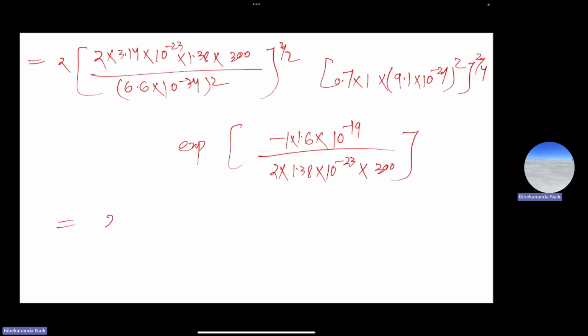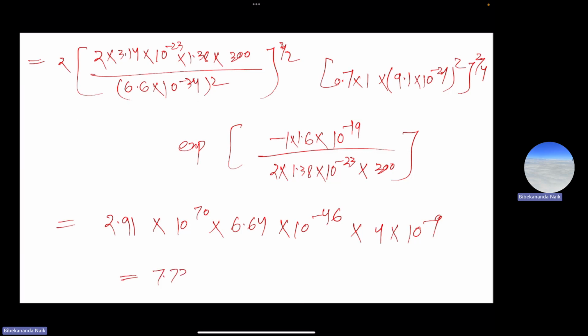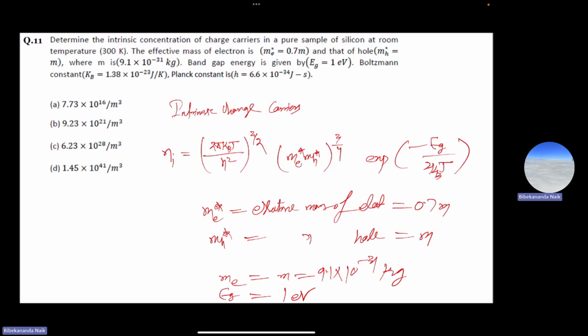So it will come out 2.91 into 10 to the power 70 into 6.64 into 10 to the power minus 46 into 4 into 10 to the power minus 9. It will be 7.73 into 10 to the power 16 per meter cube. So the correct option is 7.73 into 10 to the power 16 per meter cube. So the correct option is option A.